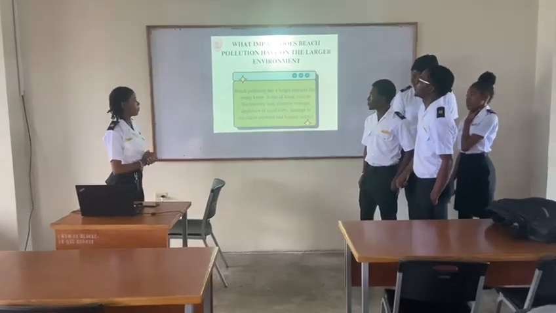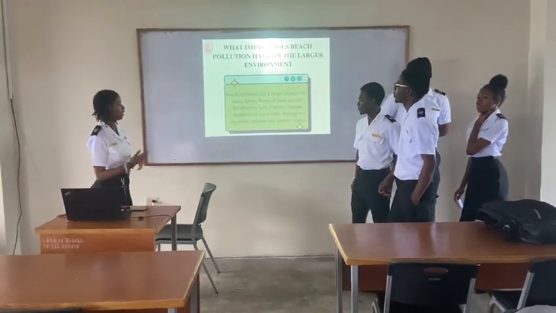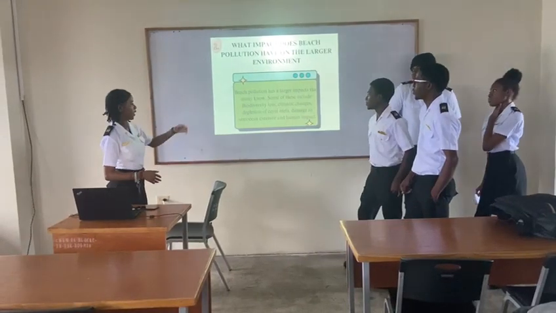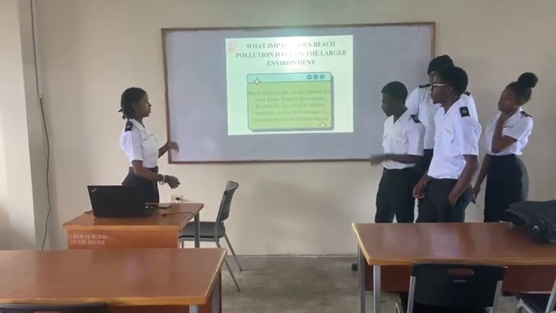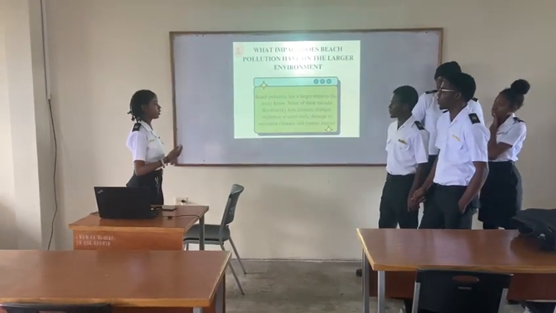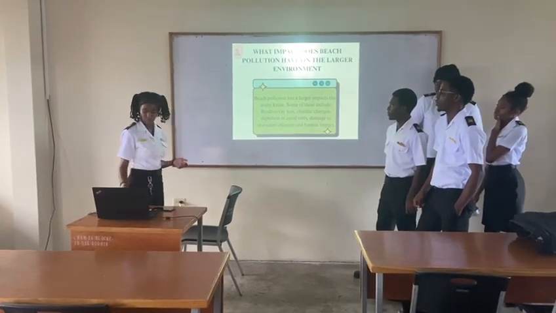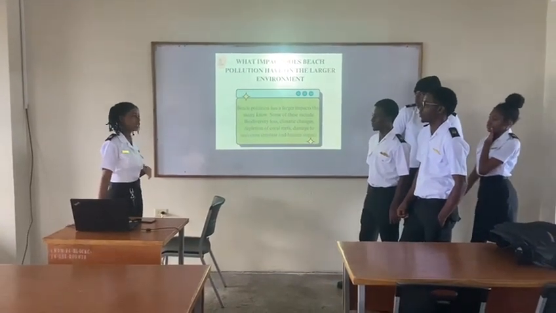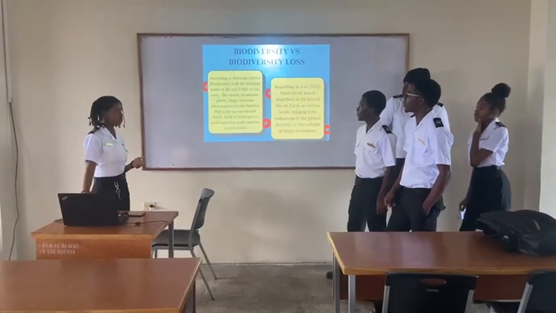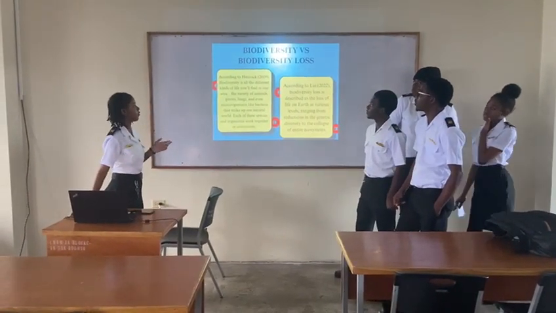So these are some of the impacts that beach pollution does have on the larger environment. And these can involve biodiversity loss, climatic changes, depletion of coral reefs, damage to sea and ocean creatures, and human impact. And we'll be looking at each of these individually. So the first one is biodiversity versus biodiversity loss.